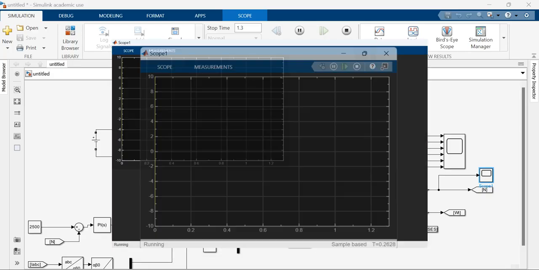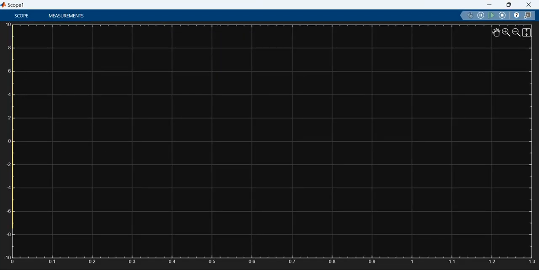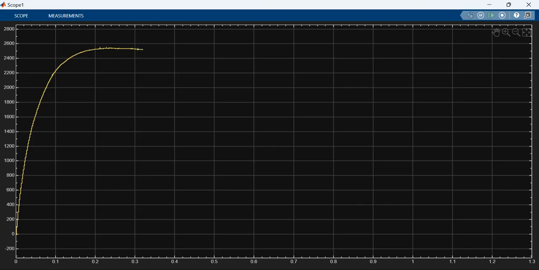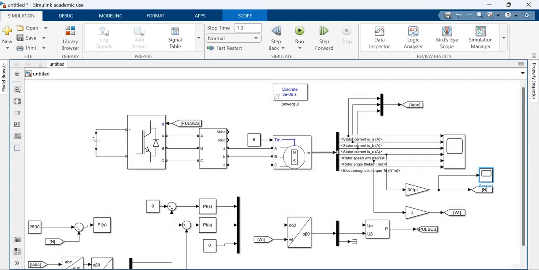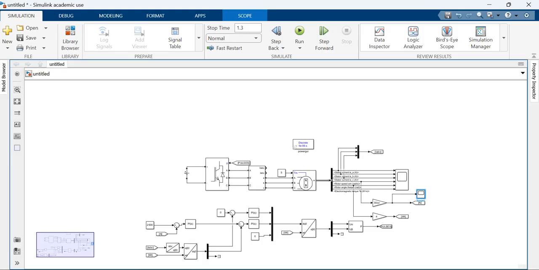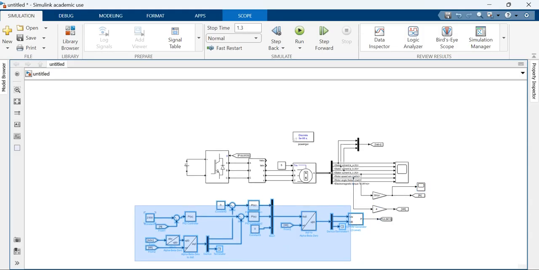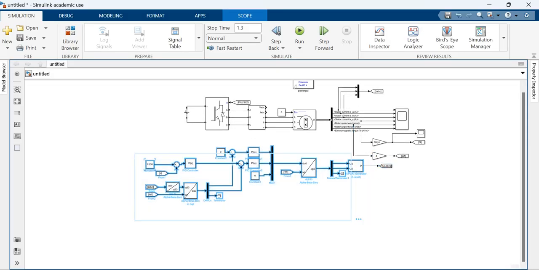And I could see the results of the simulation here in the scope. My actual speed is required, the machine to run at 2500 RPM. You could see that the machine speed is almost settled at 2500 RPM. So this is how the closed loop simulation is going to work on the machine. Now this is running here. Almost it is maintaining a speed of 2500 RPM. So let me stop and let me have all this in a single file so that it looks easy for us.